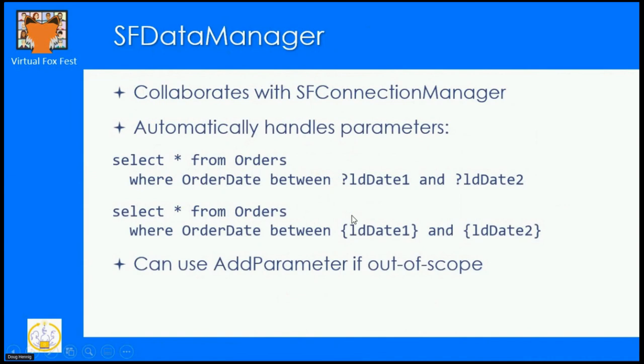I like working with a data manager that handles things, instead of issuing SQL exec commands and having to deal with an error and what to do about it all over the place. I like to work with a data manager object that abstracts a lot of this stuff for me. So included with the samples for this session is this SF Data Manager class. It automatically collaborates with SF Connection Manager. So it has an OCon property you can set to the Connection Manager if you're using it. Or if you have a GoCon global variable, it'll look for that as well. And if so, it knows what connection to use.